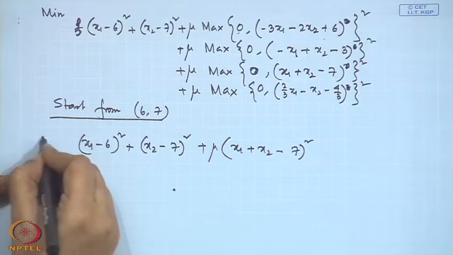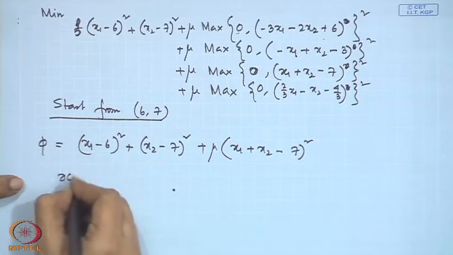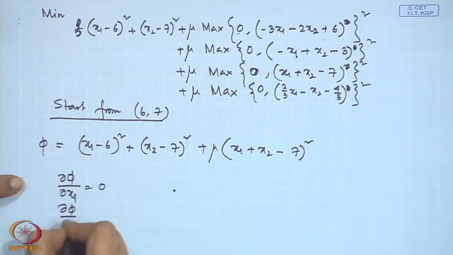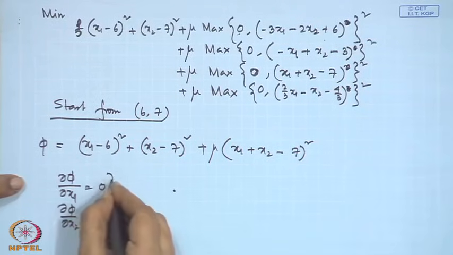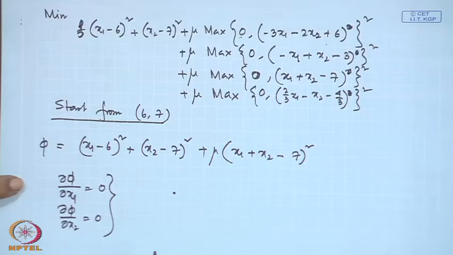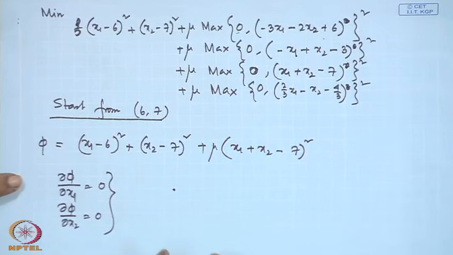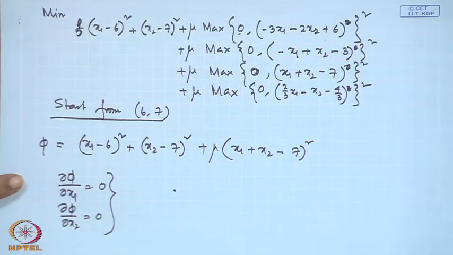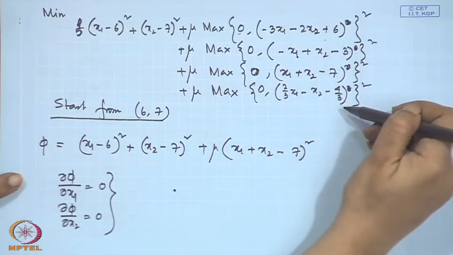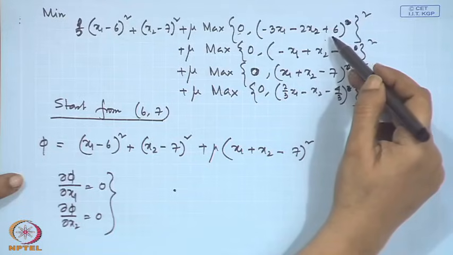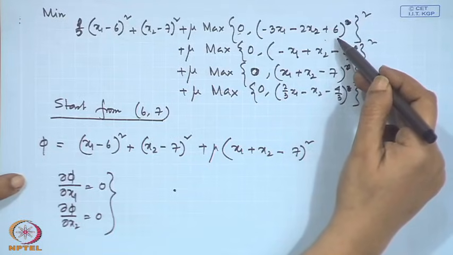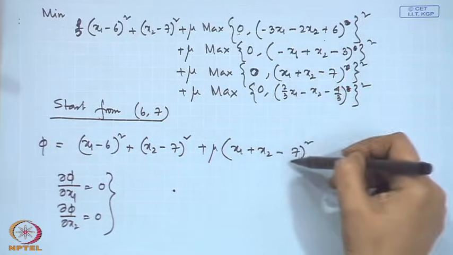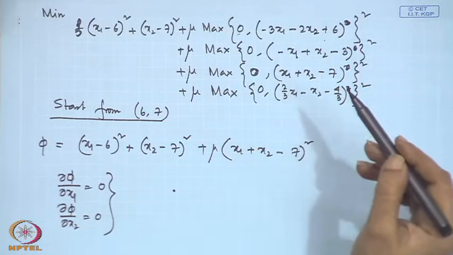Now, we can consider this as a phi function here. We will consider del phi by del x1 equal to 0, del phi by del x2 equal to 0. That is why, as I said, starting point selection is very important. If we intelligently select the starting point, then it may happen that a few constraints will be critically satisfied, a few constraints will be satisfied with the less than sign, and then we can reduce the size of the unconstrained problem.